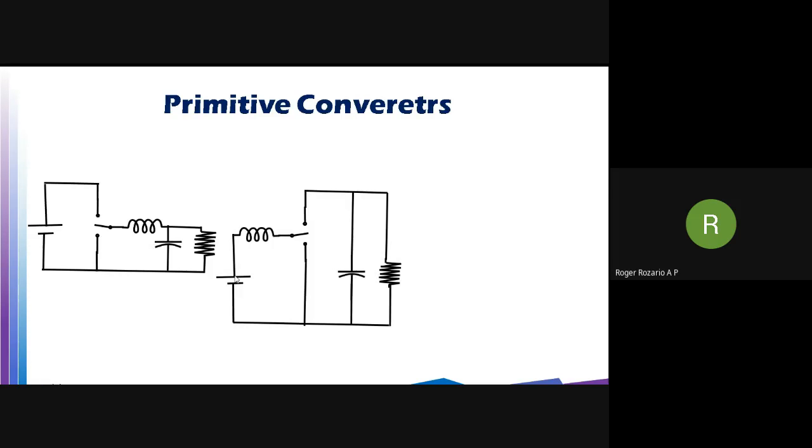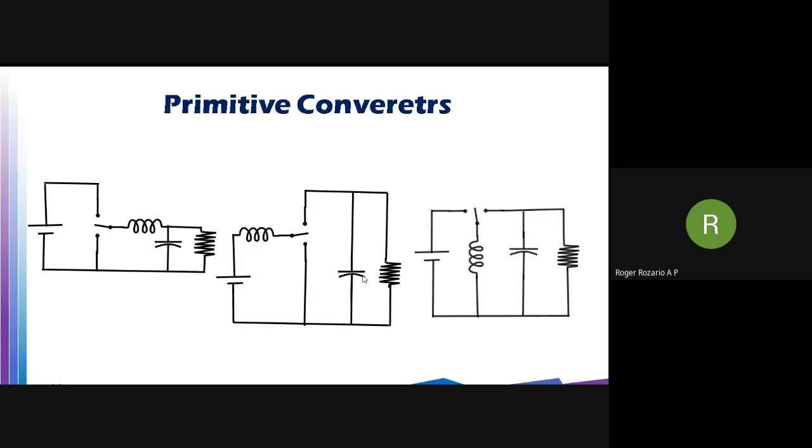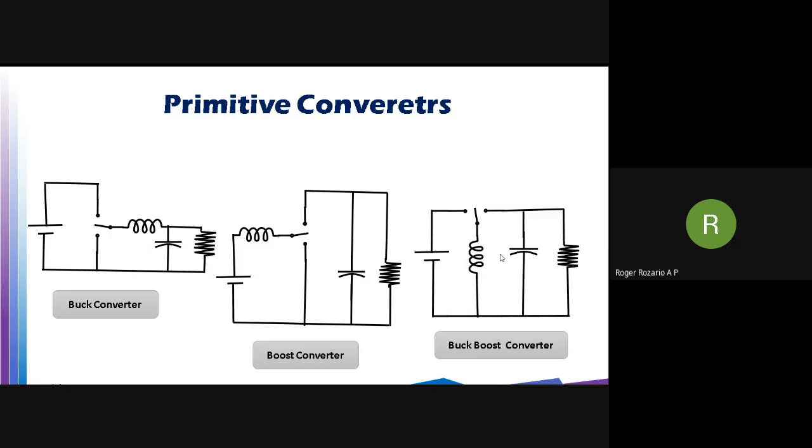In the second circuit, the inductor is present towards the source side, and this is called the boost converter. And in the third circuit, the inductor is at the center between the load and the source. This is called the buck boost converter: buck converter, boost converter, and buck boost converter.